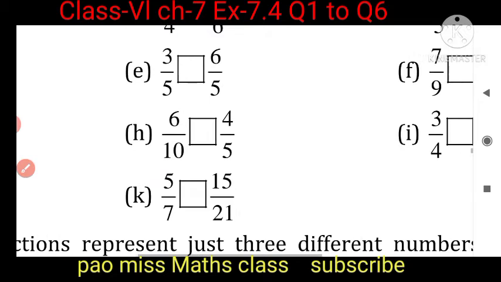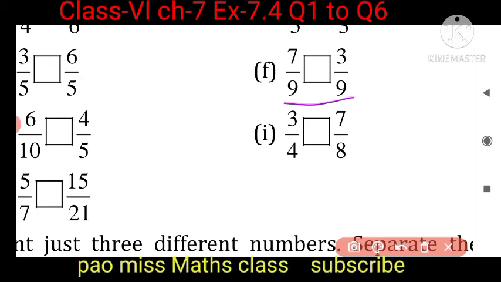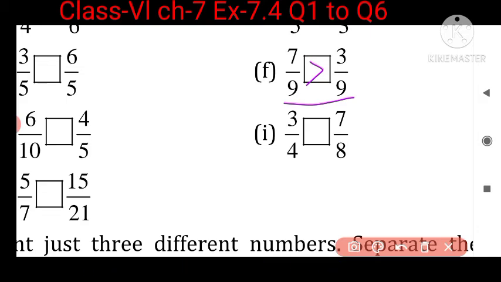Now F. Now F is also what? F is also like terms, isn't it? 9 and 9 are like terms. So which will be greater? 7 upon 9 will be greater. In this way you will solve.